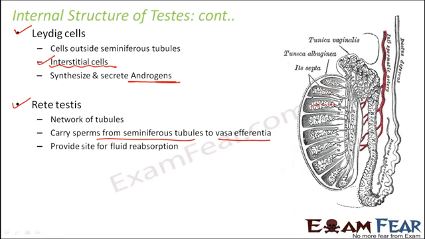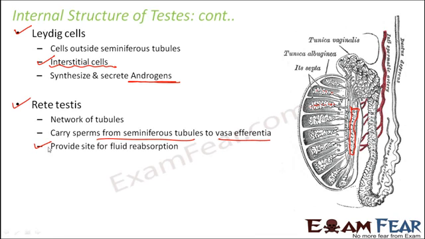So where is vasa efferentia? Somewhere here you have vasa efferentia. In order to reach there, there is a network of tubules which take it to vasa efferentia, and they are called rete testes. So here in this picture, where do you see rete testes? Here you see these form the rete testes. These tube-like structures are the rete testes. So immediately after the seminiferous tubules, all of them get collected in rete testes.